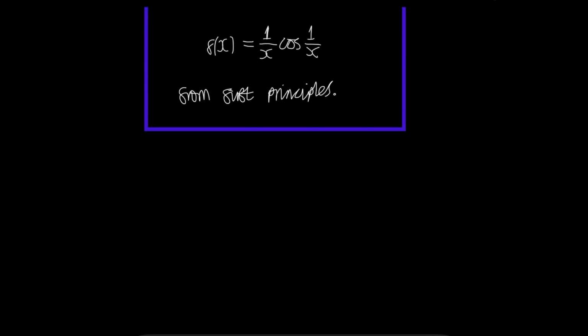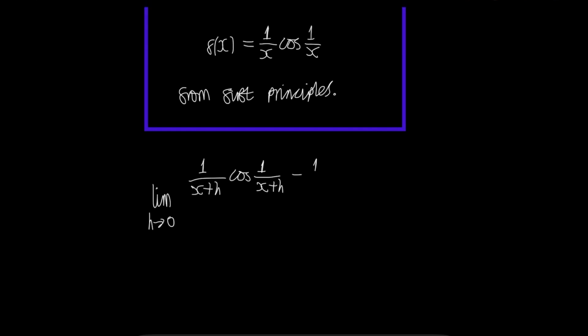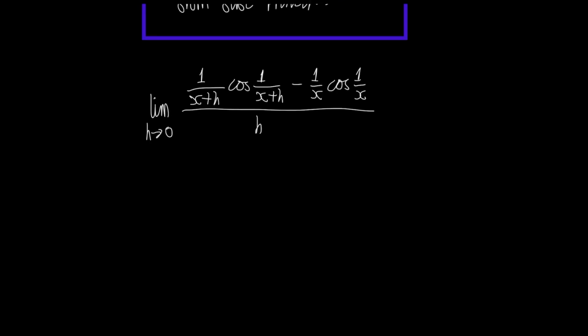Obviously the first step to taking the derivative from first principles is to apply the formula above. So we're going to need f of x plus h, which is 1 over x plus h times cos 1 over x plus h, and then we're subtracting f of x, which is 1 over x times cos of 1 over x. And then of course we have to divide by h. So in order for this to be a form that we can comfortably take the limit in, we're going to have to rearrange the fraction a little bit. And we're going to do it using the binomial approximation.